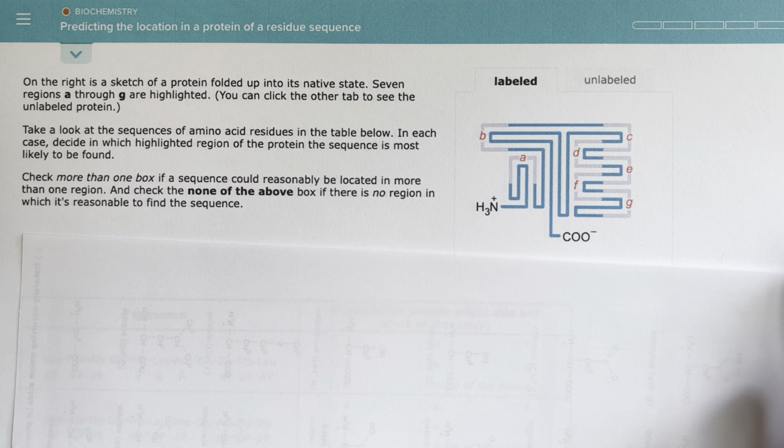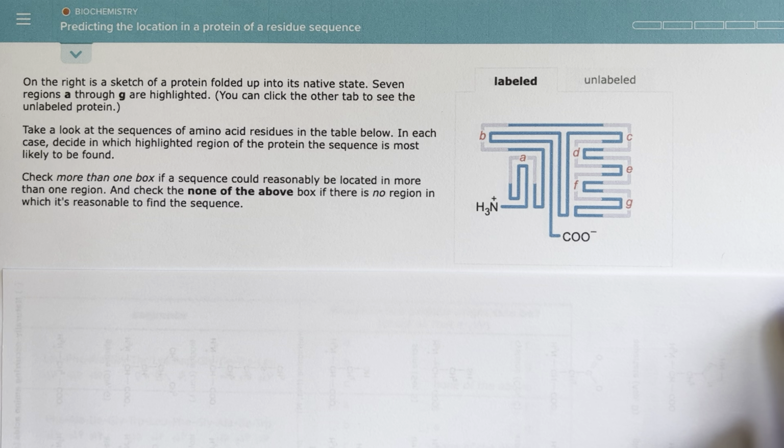This is another ALEKS topic that's called predicting the location in a protein of a residue sequence. And this is a really cool little biochemistry topic. I'm going to go through two examples. Basically, I'm going to start by talking about the theory behind this, talk through the strategy to work through this, and then go through a couple of examples.